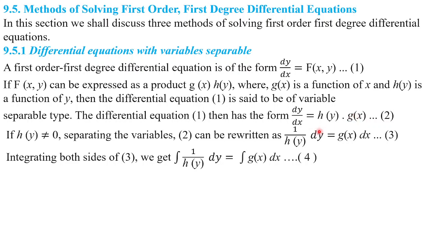And second step, we have to separate the variables. Separating the variables means we have to write all the functions in the variable y into dy is equal to the entire function in the variable x into dx. This is the second step. And the third step, we have to take integration on both sides.